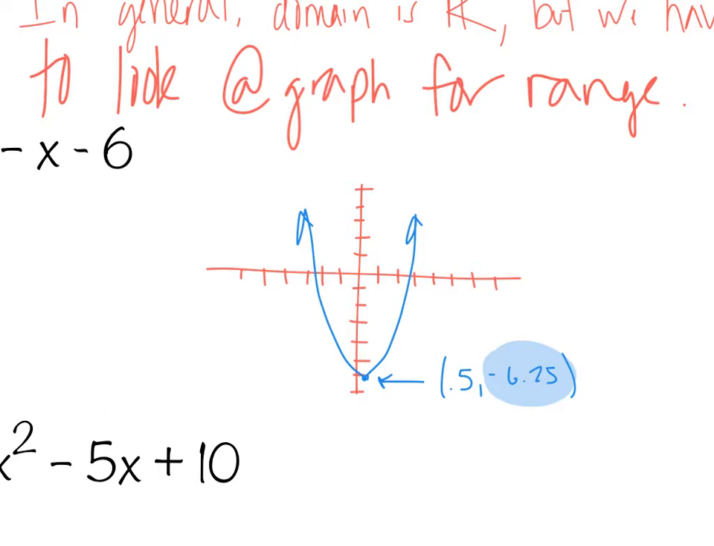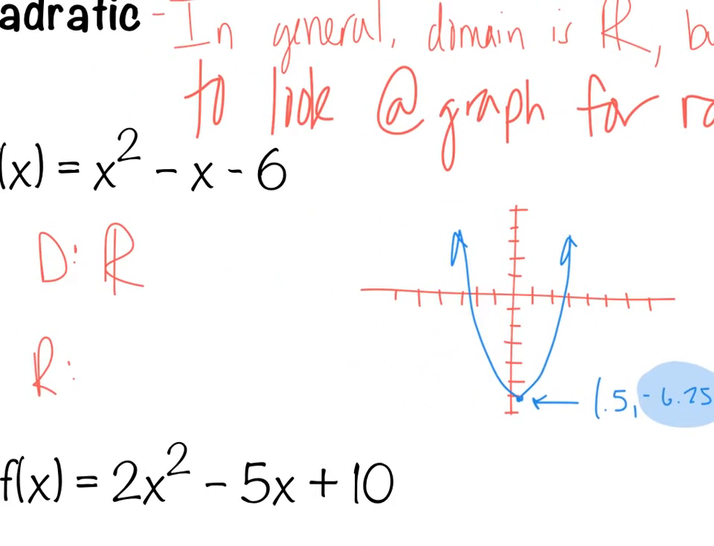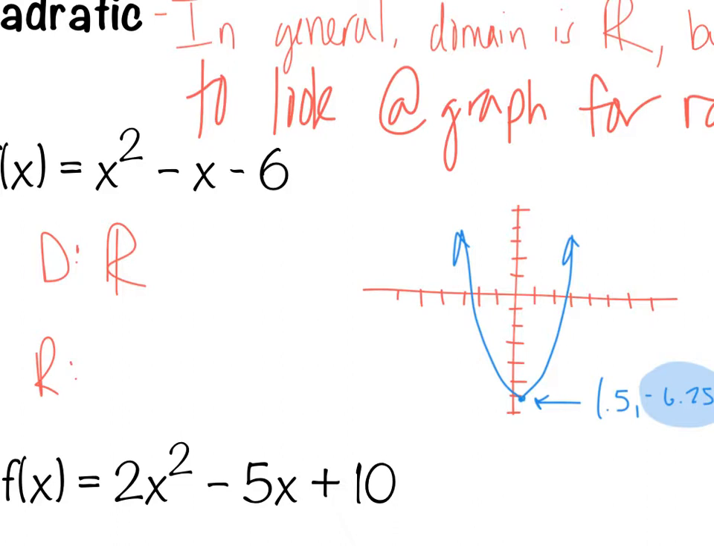So how we write that as far as range goes is it starts at negative 6.25 and then goes up, which means that your range is y is greater than or equal to negative 6.25. So what that means is it will include all y values greater than or equal to negative 6.25 because the graph does go in the upward direction. If it were going in the downward direction, it would be less than or equal to that.